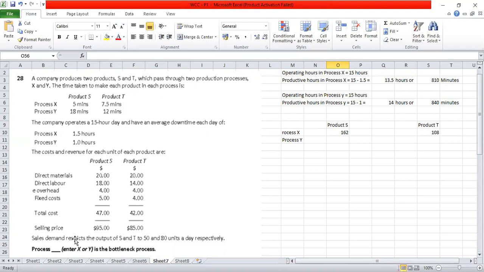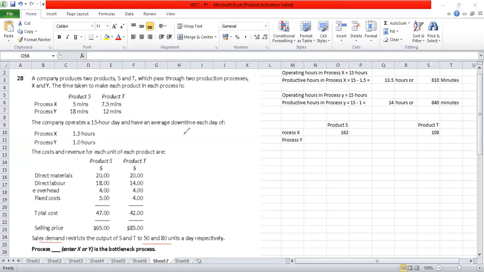Apart from this, there is some other information given, which is sales demand. There is a demand. Demand for how many units? For S it is 50 units and for T it is 80 units. So with the available time of 810 minutes in process X, 162 units of product S can be produced. Yesterday we worked out the logic of it.